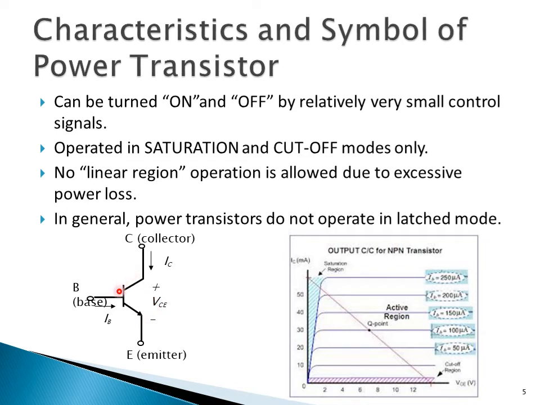In an SCR, what happens? When I give a gate current, the SCR is going to turn on. If I remove the gate current, it will continue to remain on, and hence I say the SCR is latched. But that does not happen with a transistor. So in general, power transistors do not operate in latched mode. It is always driven by the base. If the base current is there, it is on. If it is not there, it is off.